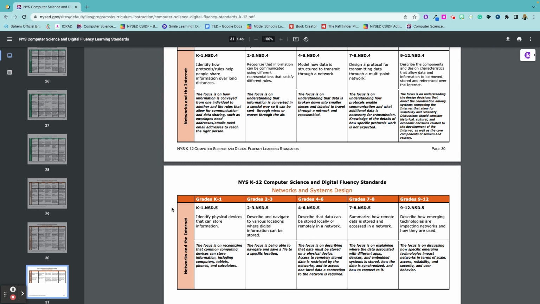So if your students are using a tech tool, they can think about whether that data is stored on the cloud or it's stored on the device, how that data is synced, and so on.